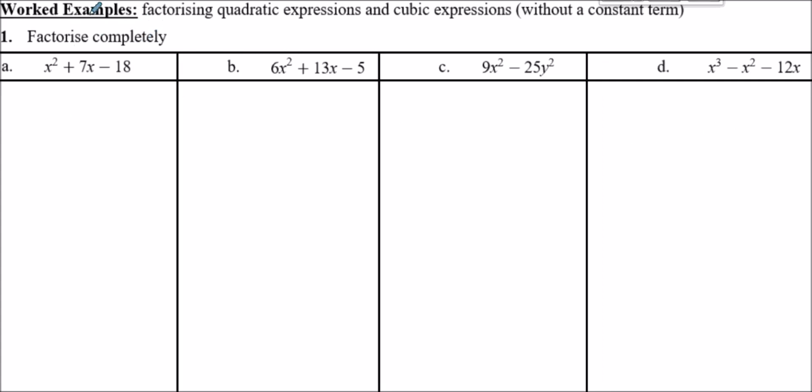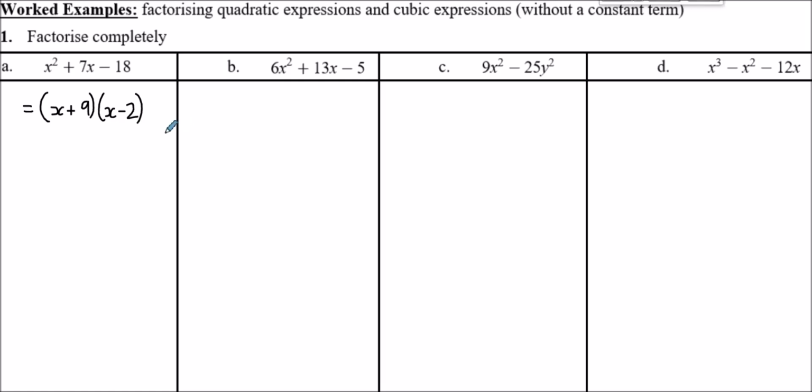Worked examples for the second set. We're going to be factorising these quadratic expressions and cubics without a constant term. So this just takes us back to GCSE. If we're factorising quadratics where the coefficient of x squared is just 1, we just need to think of two numbers that multiply to give us minus 18, but when we add them together, give us positive 7. These two numbers are 9 and minus 2. So in any order, we put positive 9 and minus 2.